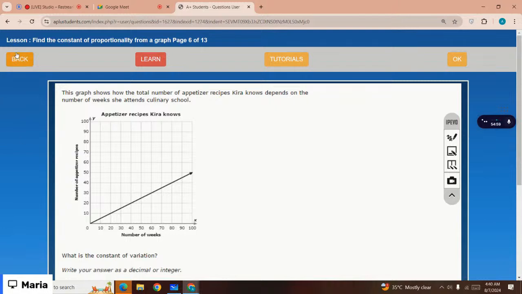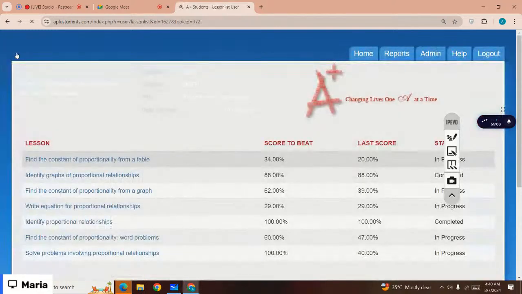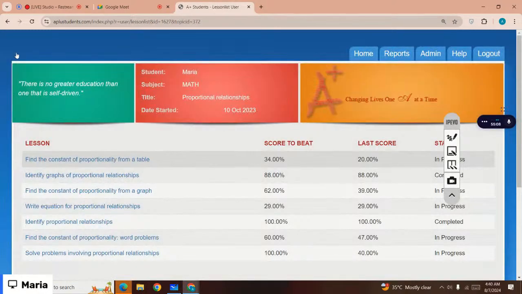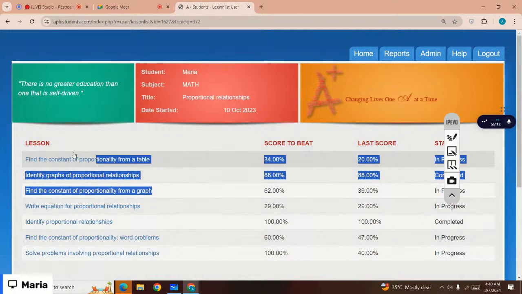Okay, you can complete the lesson by yourself later today. So we were working on grade 8 math. The chapter we are working on is proportional relationships. The lessons we have covered today are find the constant of proportionality from a table, identify graphs of proportional relationships, and find the constant of proportionality from a graph.